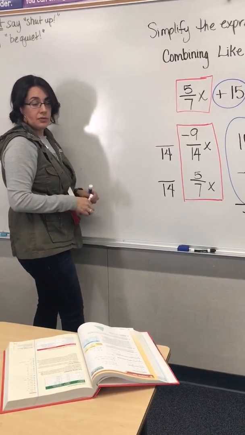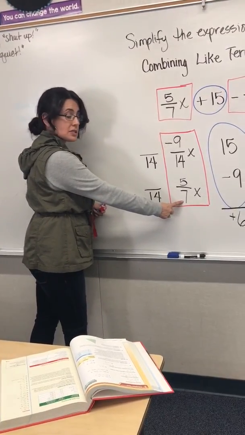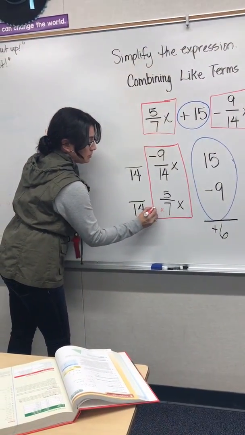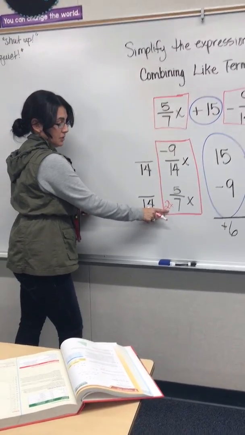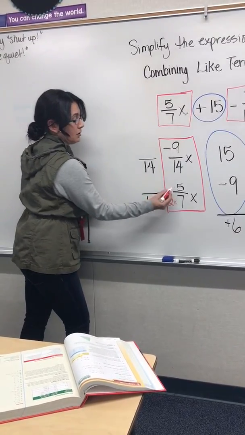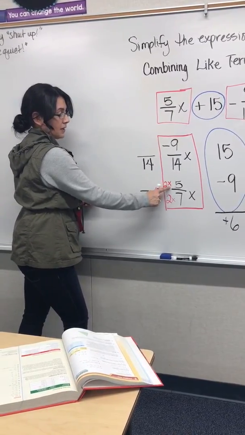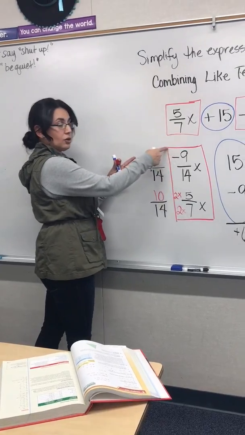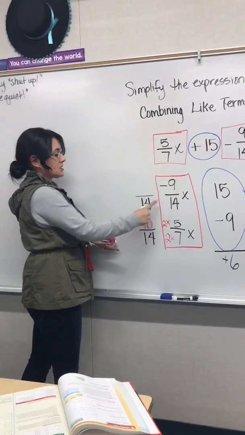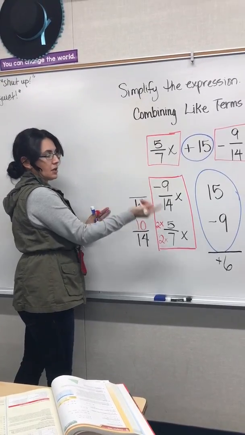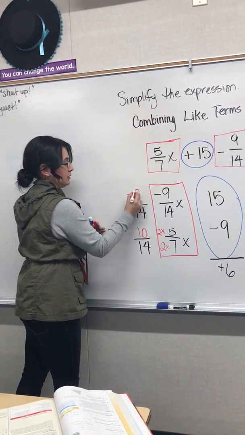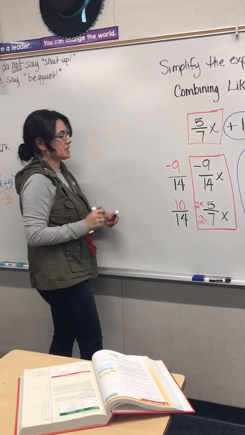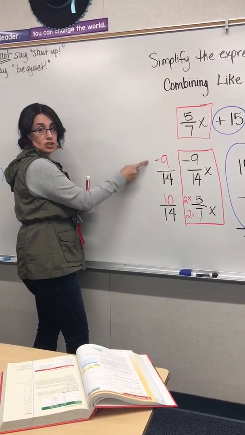In order to write an equivalent fraction, I have to ask myself, what did I do to 7 to get to 14? Well, I had to multiply it by 2. So whatever I multiply the denominator by, I have to do the same to the numerator. So I'm going to multiply that by 2. 5 times 2 is going to end up giving me 10. I go to the other one. Well, 14 is already 14. So I'm just going to copy the negative 9. I'm just going to move it over. I don't need to do any extra steps because that denominator was already 14, so I could just leave it the same.